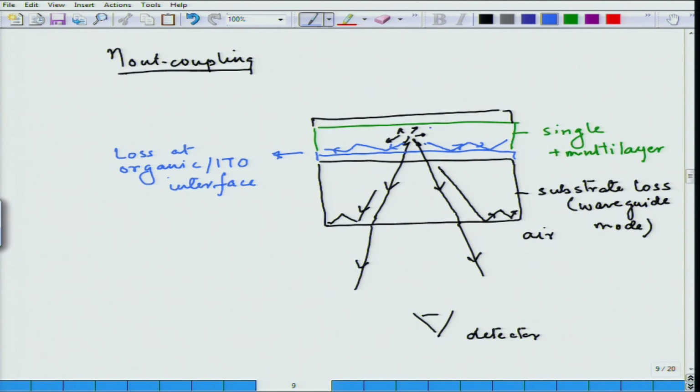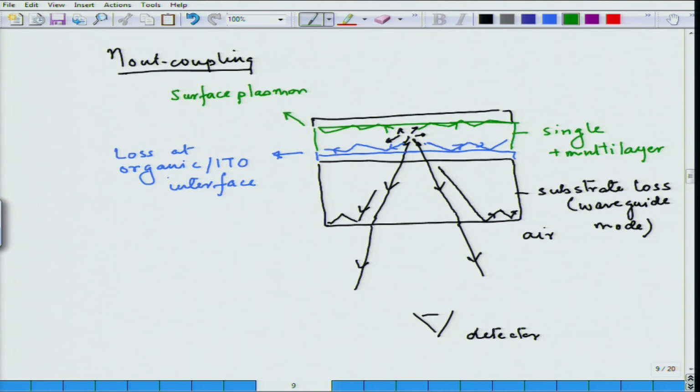And then there could be some loss in addition to this, which is occurring at the reflecting cathode interface. This loss could be due to surface plasmon of the cathode, the absorption in the surface plasmon.